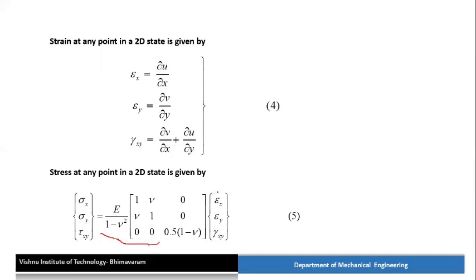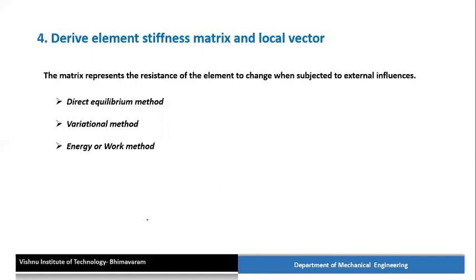So this is the strain, this is the stress. The relation between the stress and strain is the matrix, and this one is the material constitutive matrix. So this is the stress in the two-dimensional case. The fourth step is to derive the element stiffness matrix and load vectors.